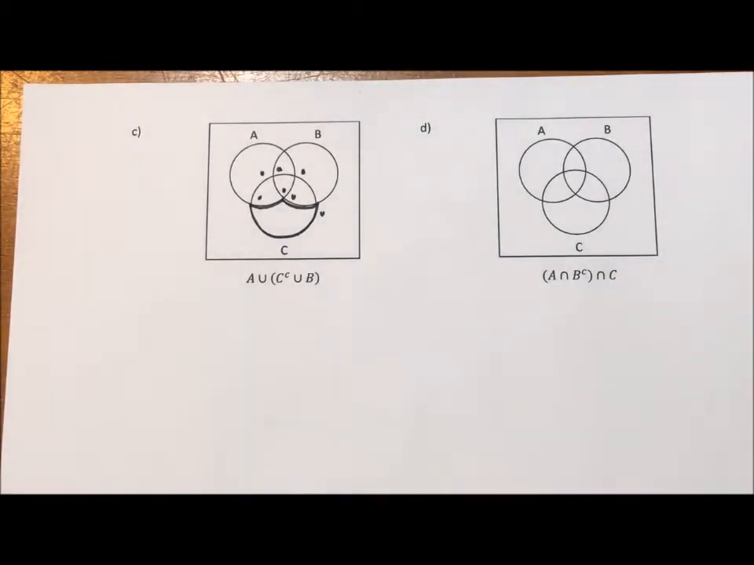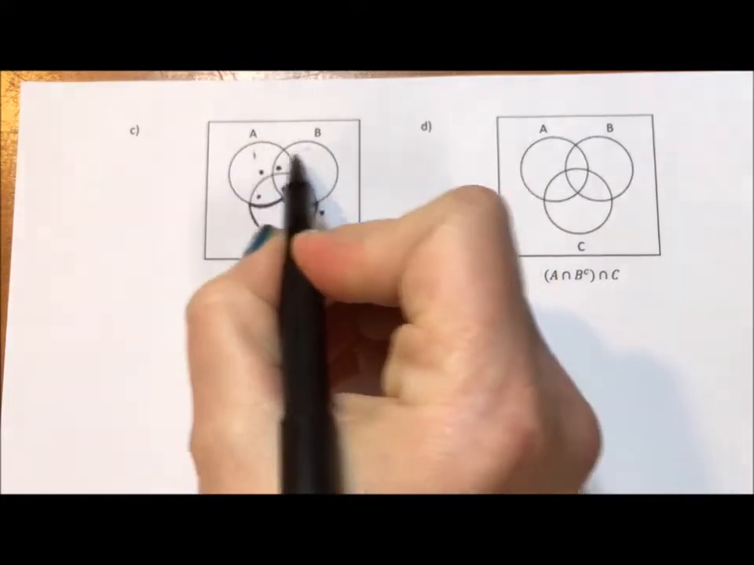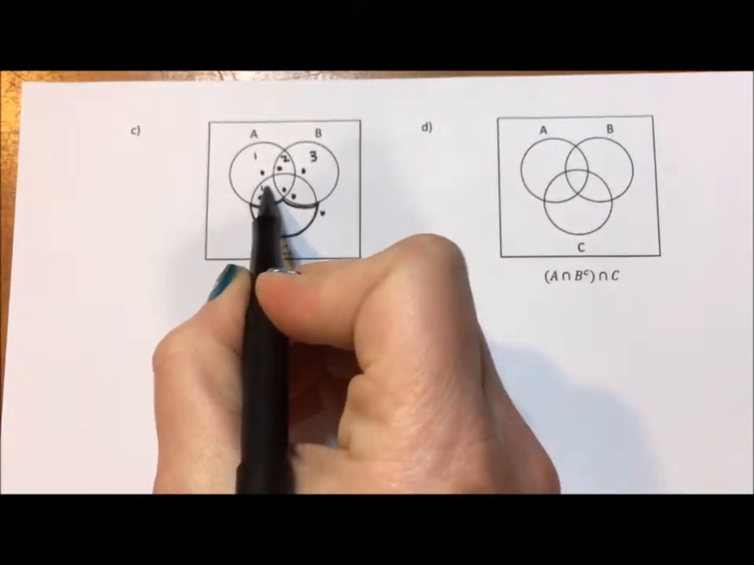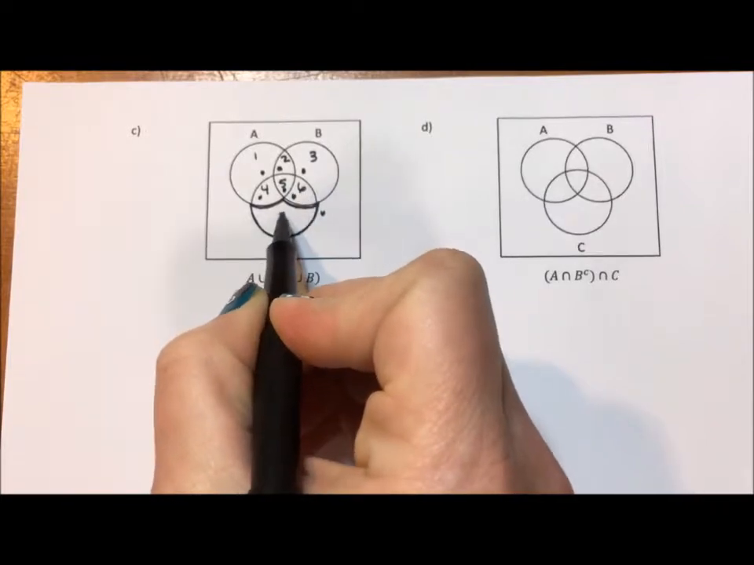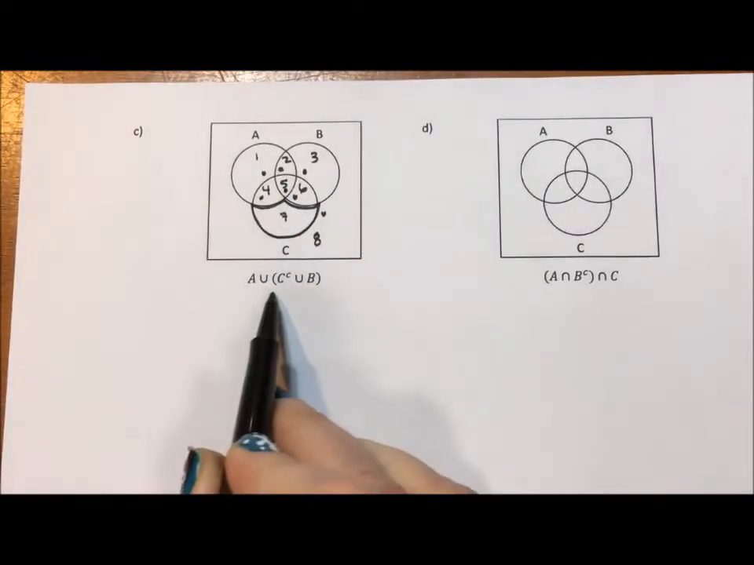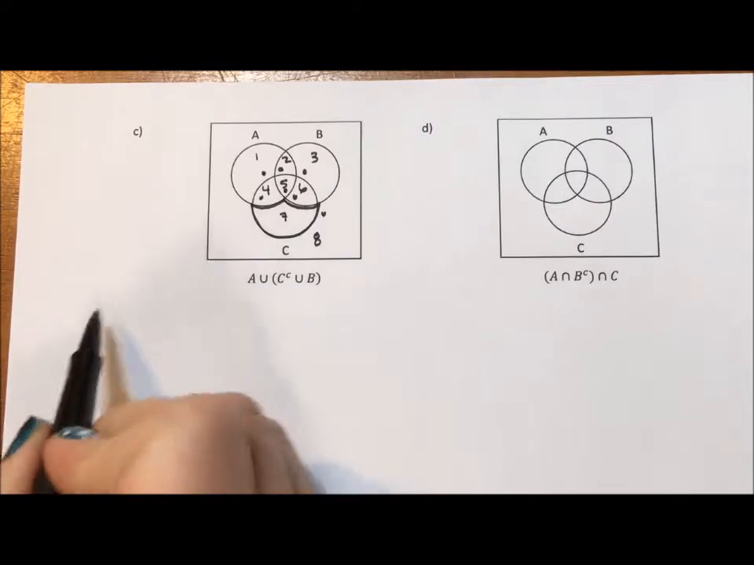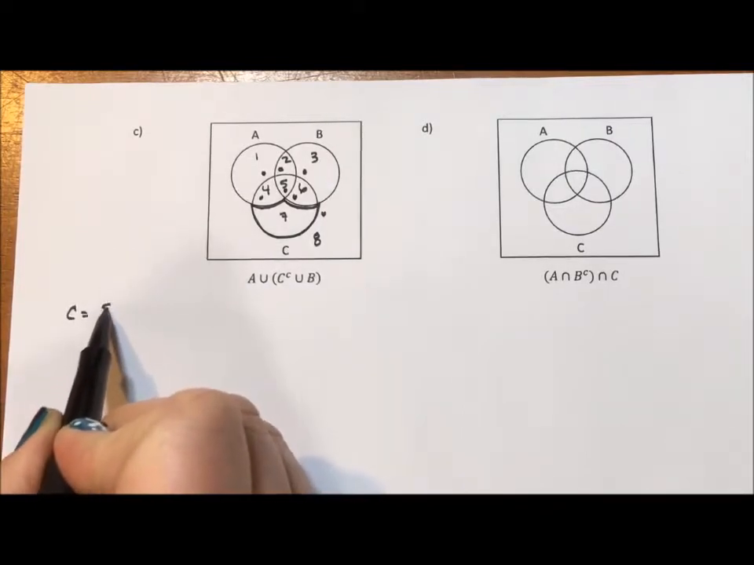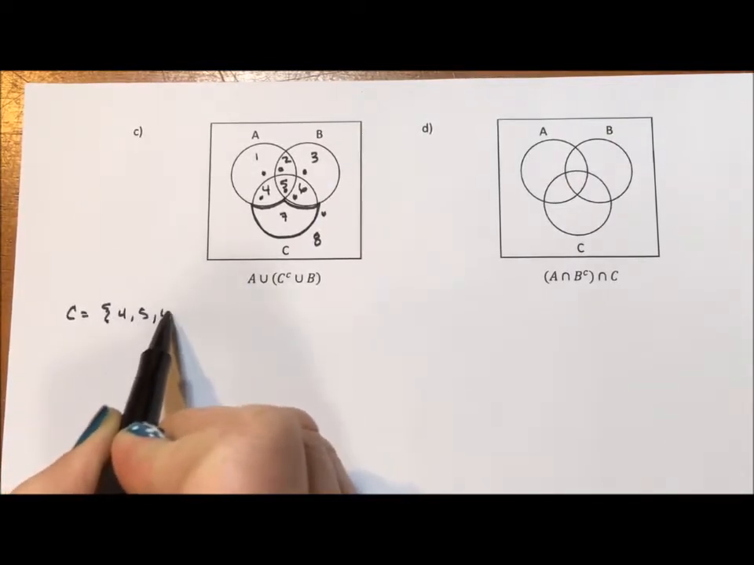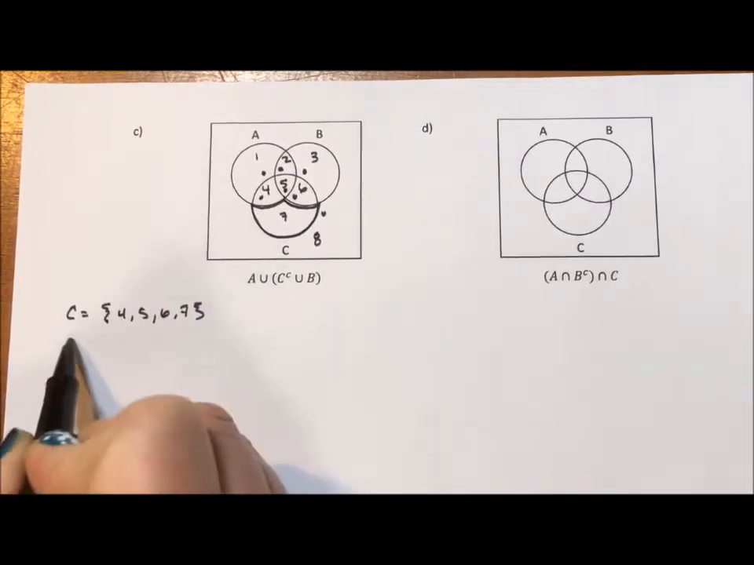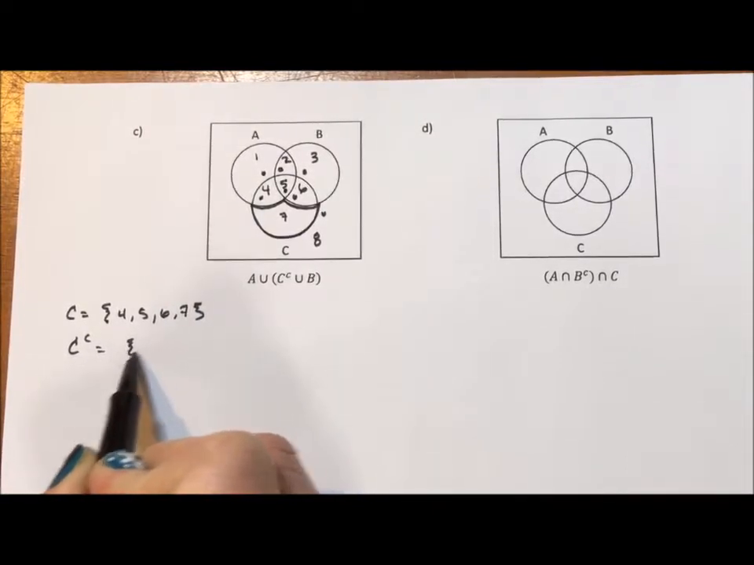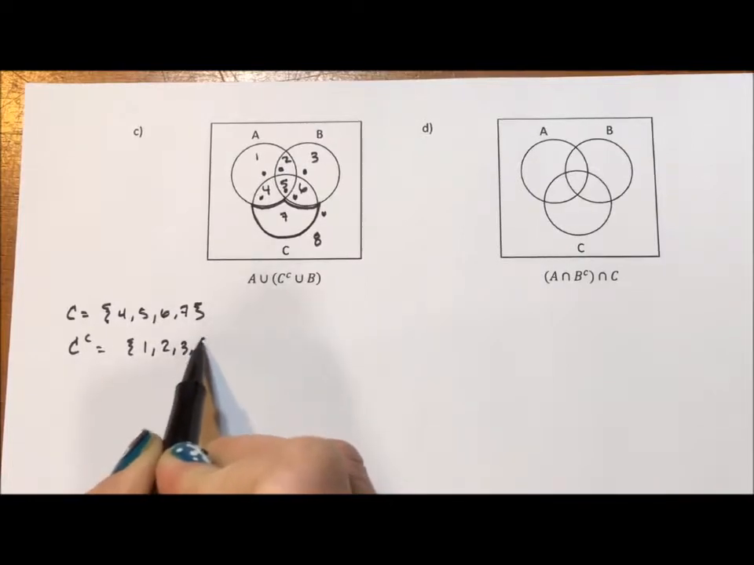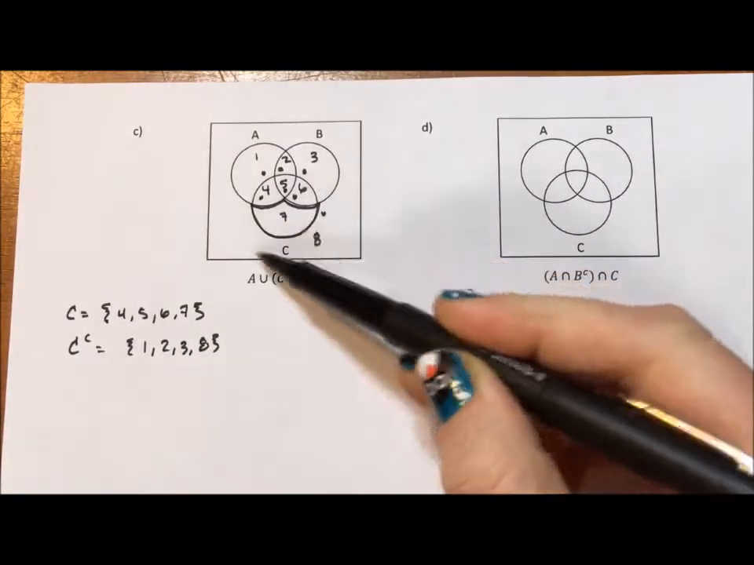But let's do this a little more concretely if you're not so much of a visual person. What I want to do is take each of the regions and number them. So just 1, 2, 3, 4, 5, 6, 7, 8. So C complement. C is going to be 4, 5, 6, and 7, which means C complement is going to be 1, 2, 3, 8. Everything that's not in C.